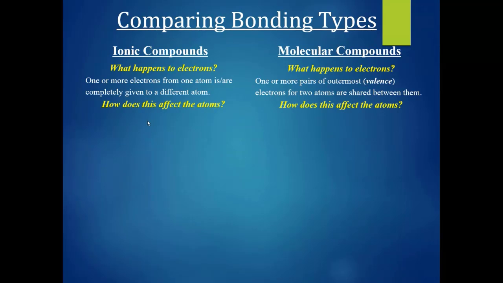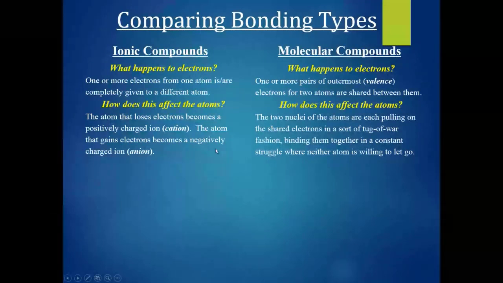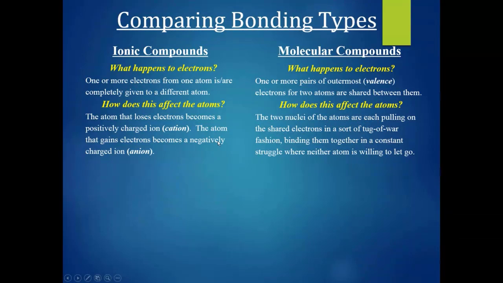And so how does this affect the atoms? The atom that loses an electron becomes positively charged, as you mentioned, so it's a cation. The one that gains the electrons becomes negatively charged. Now, for the molecular compounds, the two nuclei of the atoms pull each other in a tug of war, and that causes them to get stuck together because neither one is willing to let those shared electrons go.